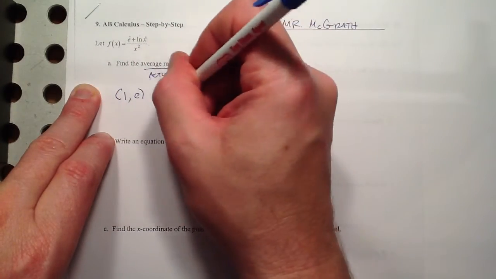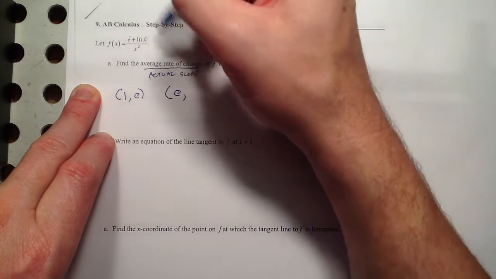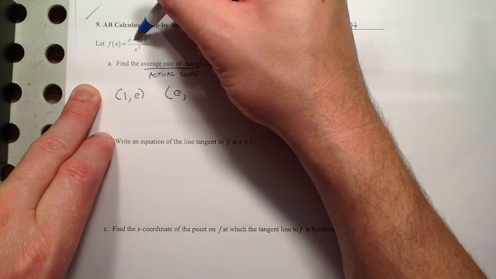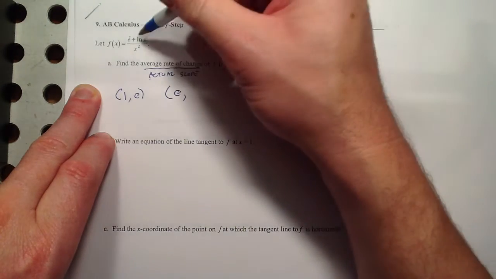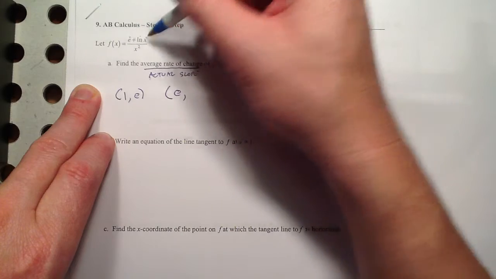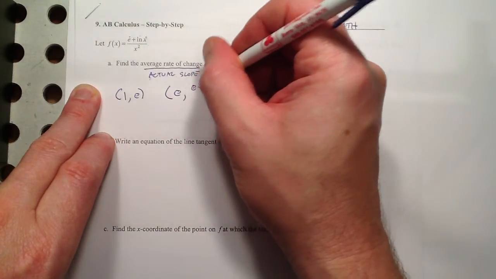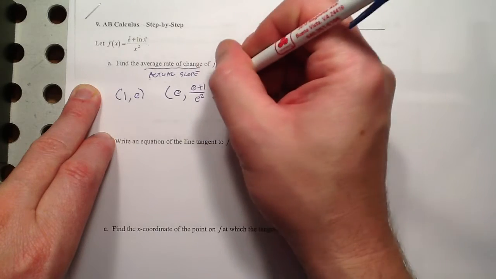And the other point is the point e, comma, let's see what we get here. That would be e plus the natural log of e. What do you have to raise e to get e? That would be 1. It would be e plus 1 on the top, and the bottom would have e squared. So e plus 1 over e squared.